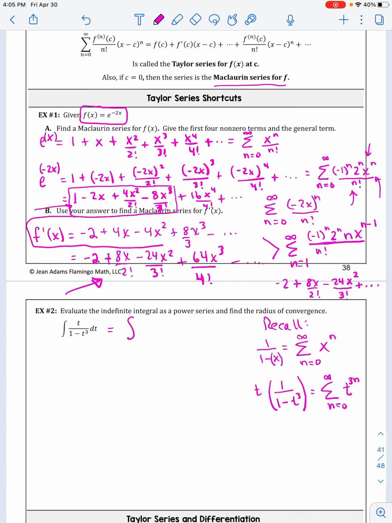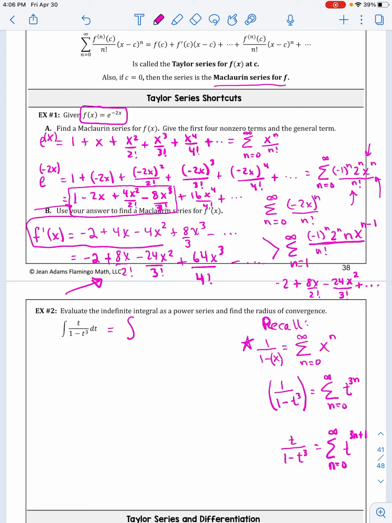So what are we doing? Well, we're basically putting t cubed in for the x. So this is going to be summation n equals 0 to infinity of t cubed to the n. So that's going to be t to the 3n. And then if I multiply by t, what is that going to give me? Summation n equals 0 to infinity t to the 3n plus 1.